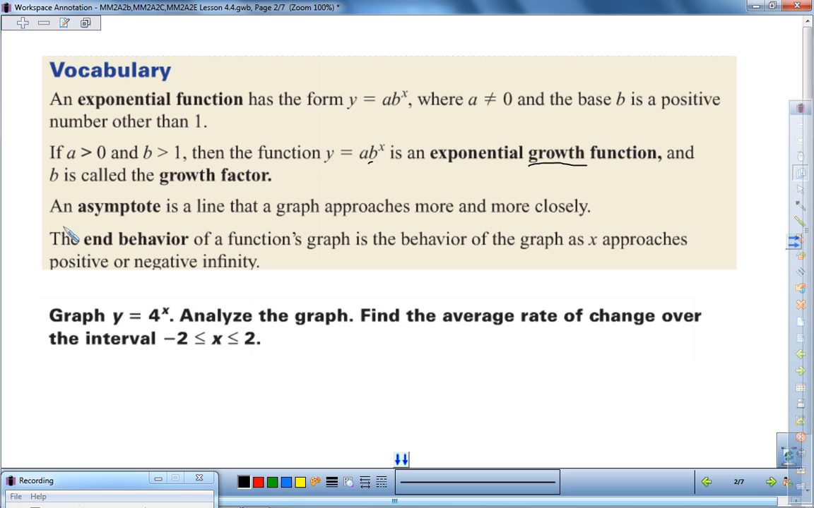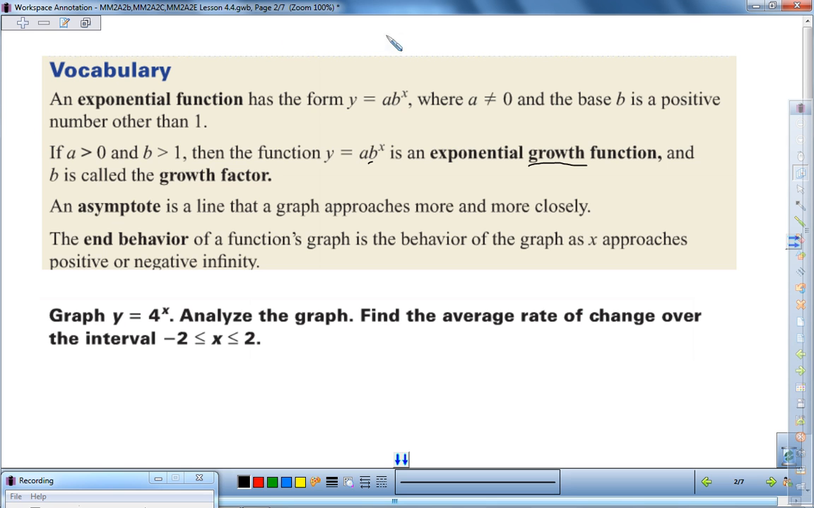And then we're going to come up with the asymptote. Now, the asymptote is a line that our graph will get closer and closer to. It won't cross it, but it'll get real close to it. And so it's a place where our graph does not exist. And then we're going to look at end behavior. What happens at the end of the graphs as we go to positive or negative infinity?